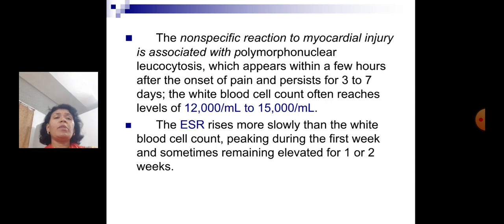This suggests myocardial necrosis if the proportion of LDH1 is greater. A non-specific reaction to myocardial injury is a polymorphonuclear leukocytosis, which appears within a few hours after the onset of pain and persists for 3 to 7 days. So the white blood cell count increases and often reaches levels of 12,000 to 15,000 per ml. It need not be infection, but is because of myocardial injury itself. There is a response to myocardial injury. The ESR rises more slowly than the white blood cell count, peaking during the first week and sometimes remaining elevated for 1 to 2 weeks.